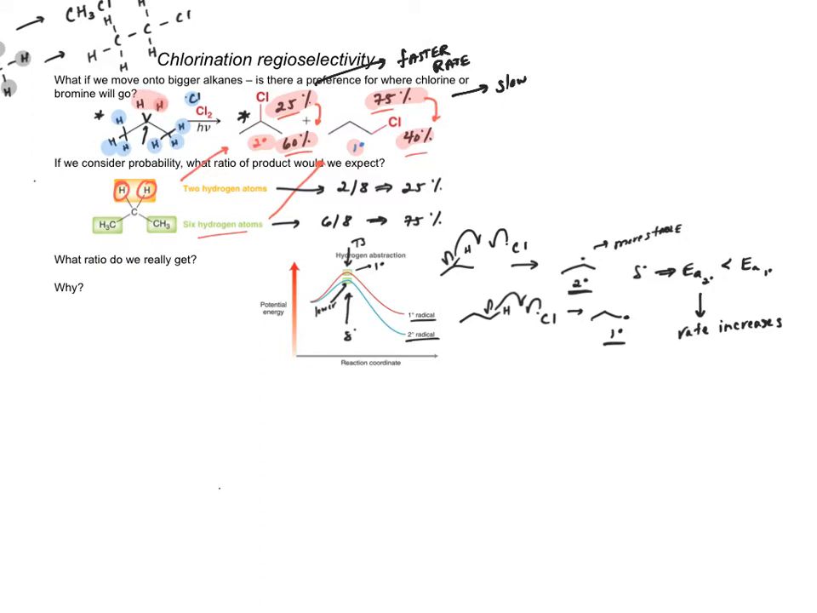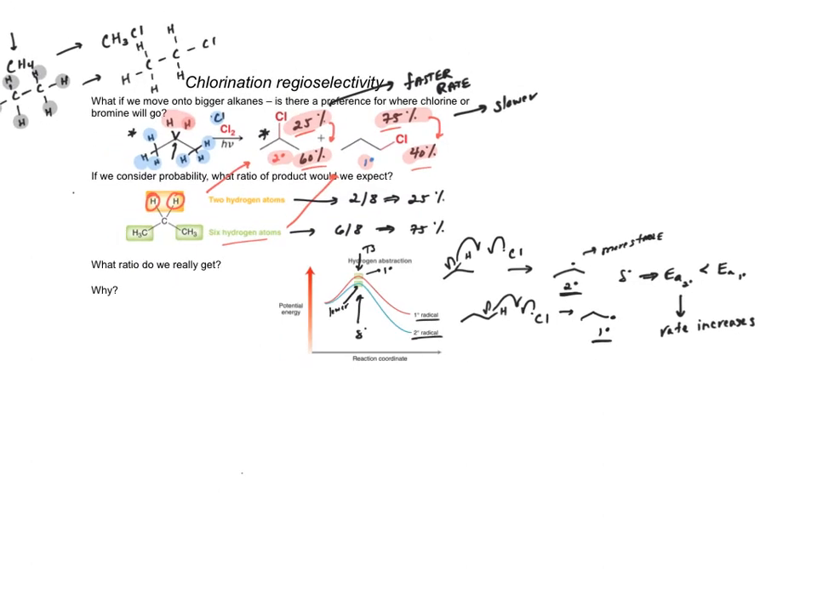This is going to be a little bit slower because its activation energy is going to be a little bit higher. Again, though, regardless, it's faster, but it's not so much faster that you don't see formation of this primary alkyl halide, okay? So again, we're going to get both with chlorination. We are going to see a little bit larger preference for the more substituted alkyl halide because the activation energy is lower for that.